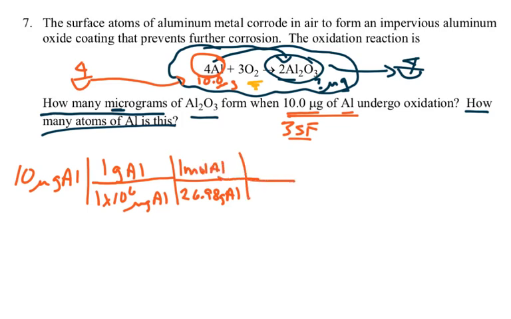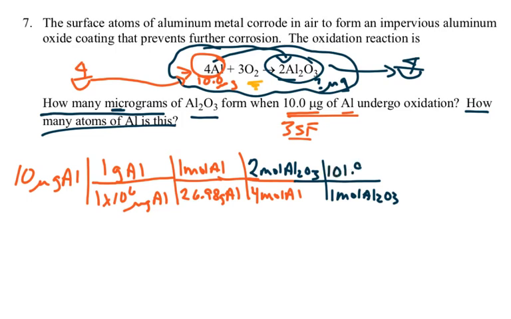Okay, 1 mole of aluminum. Now we have 4 moles of aluminum, right? That's our problem up here. And we have 2 moles of Al2O3. And then for every 1 mole of Al2O3, there is 101.96 grams of Al2O3. And then just like we did when we got on the island, we're going to have to remember for every gram of Al2O3 is 1 times 10 to the 6 micrograms.